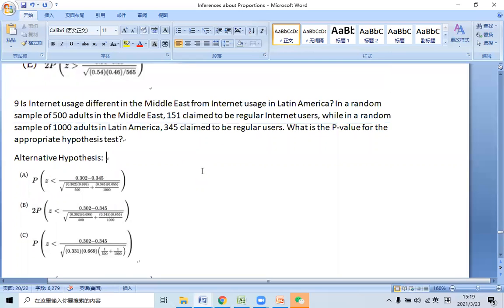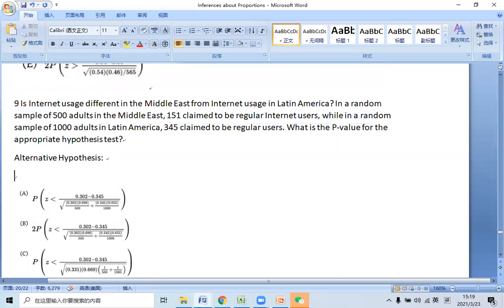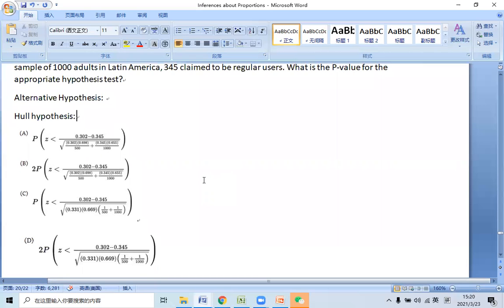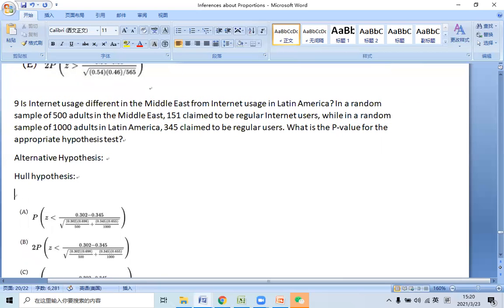And how do we do this two-tailed test? Alternative hypothesis, null hypothesis. The null hypothesis is pretty straightforward. That is, the two places would have the same proportion of internet users. And how do we test that? We are comparing the difference. Let's do the statistics.